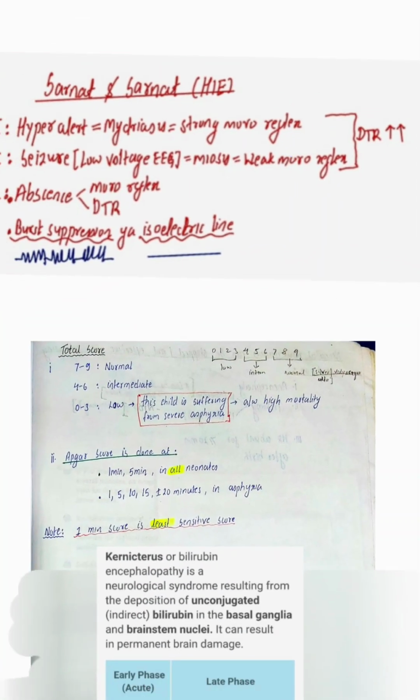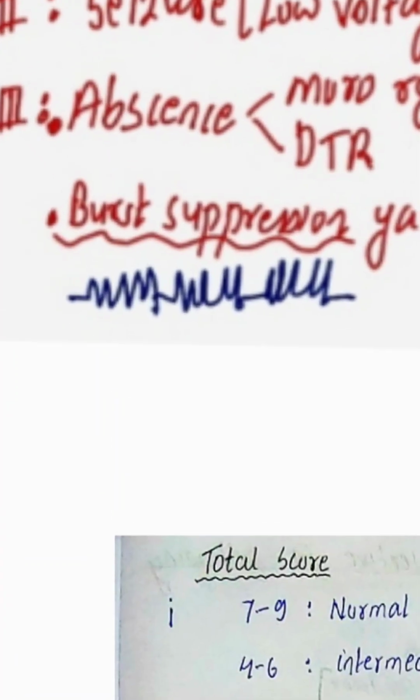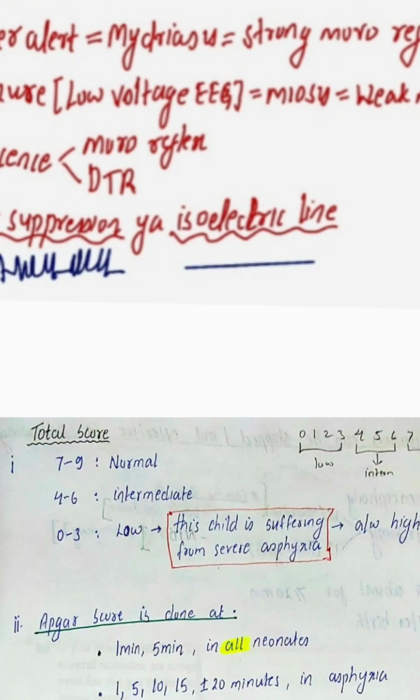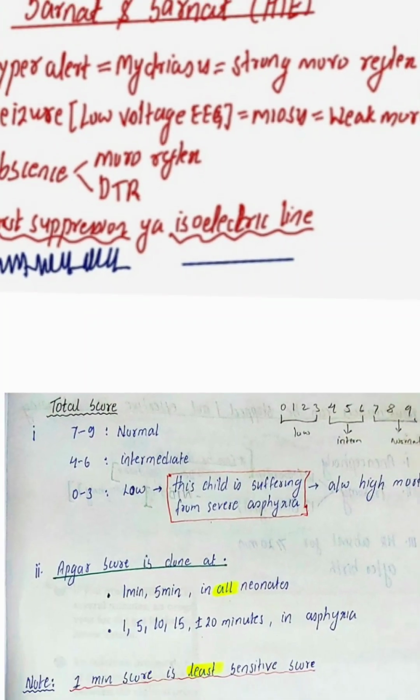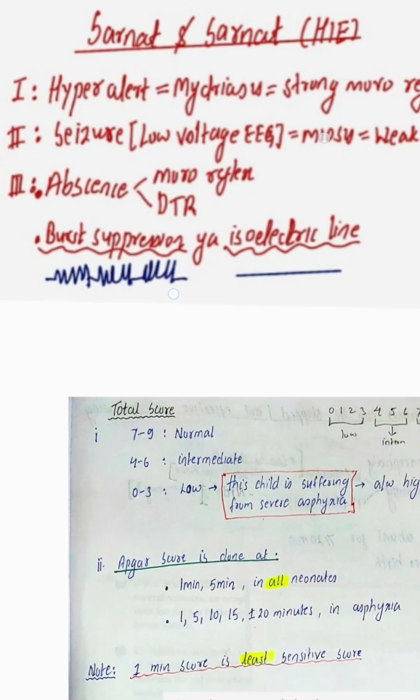And in stage 3, the EEG will show burst suppression, like this graph, or it will be an isoelectric line, a flat line. And there will be no deep tendon reflex and no Moro reflex. Stage 3 means no Moro reflex, no deep tendon reflex.